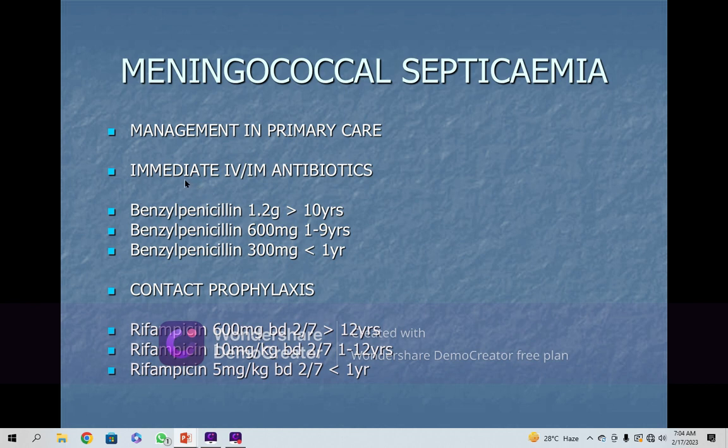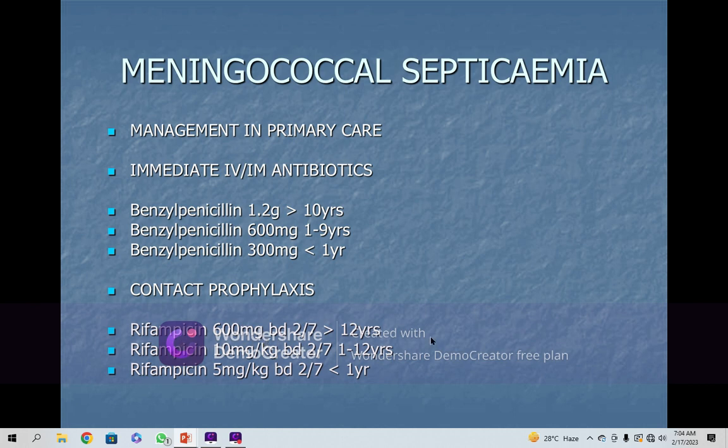And then afterwards, immediate intravenous or intramuscular antibiotics are needed, specifically benzylpenicillin or benzylpenicillin derivatives can be given. A broad spectrum penicillin can be given. Contact prophylaxis. Now, this was asked by many of the candidates, and they have answered wrong. Now, the contact prophylaxis is referencing?